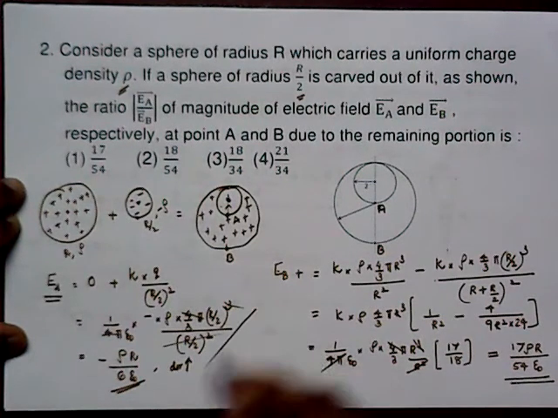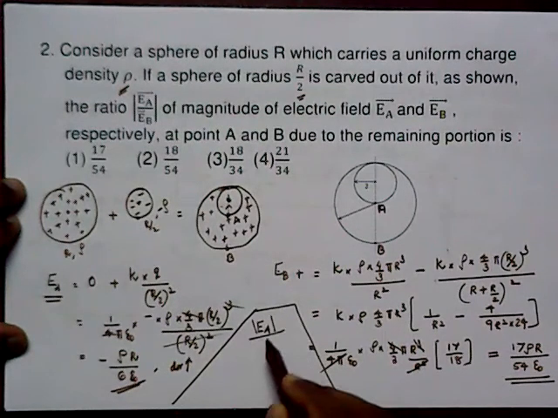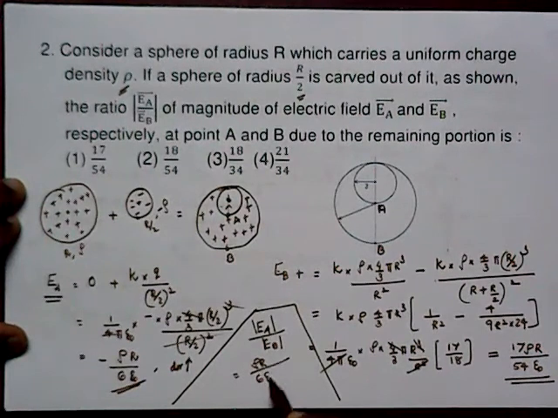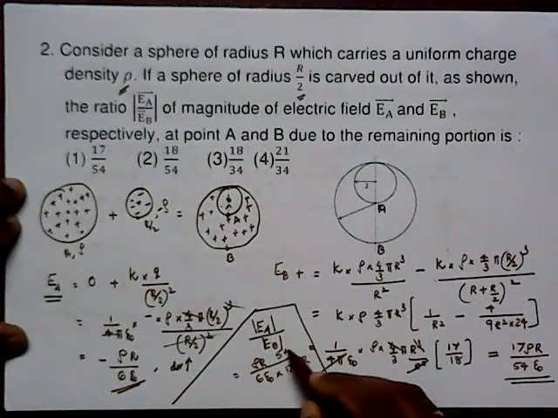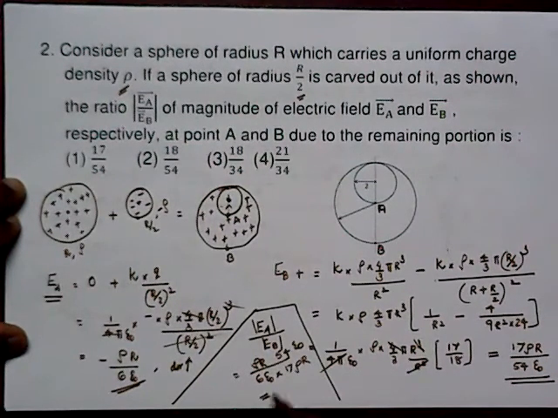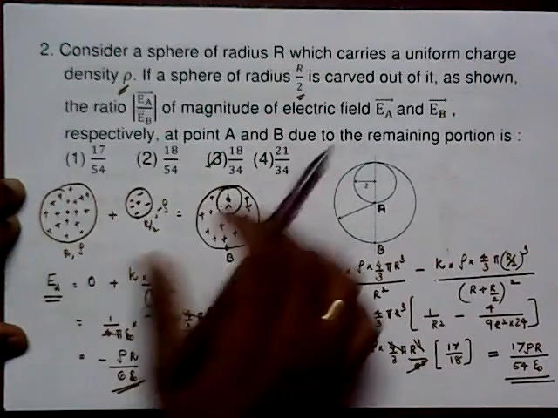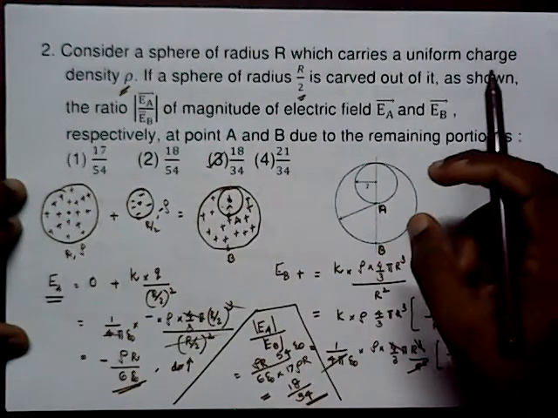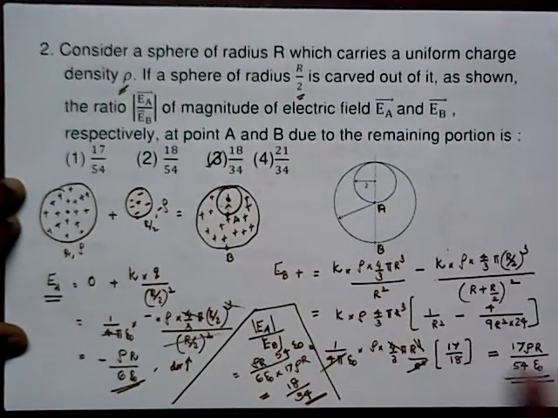But our question is this one. How can we find the value of the modulus of EA by EB? That is equal to rho r by 6 epsilon 0 over 17 rho r by 54 epsilon 0. Then after solving, you get the value as 18 by 34. A good question. So this is a very good theory part to keep in mind: how we can consider that removed part by the introduction of negative charge density. It is a very good question. Keep in mind.